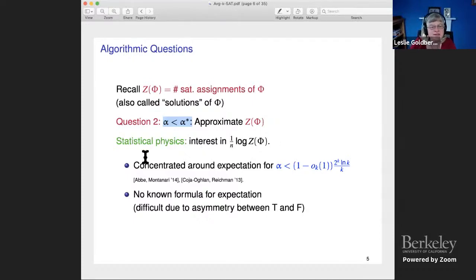Now, what we know about this, going back to Abbe and Montanari, is that it is concentrated around its expectation. So the log of Z, that is the log of the number of satisfying assignments, is concentrated around its expectation when alpha is below this 2^k over k, the place where the solution space is all connected. But unfortunately, we don't really have a formula for the expectation for this model, and that's because true and false are sort of asymmetric. So although there are some models where we do have such formulas, this isn't one of them.